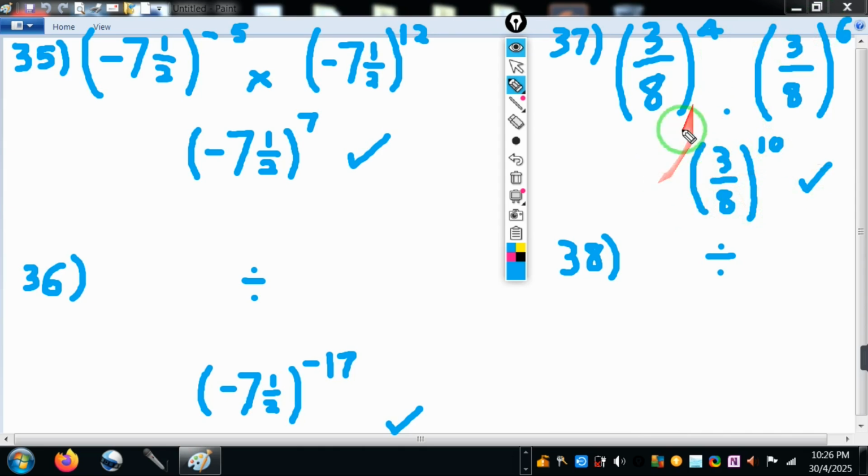Of course, you put the equal and all that. Okay, I leave that to you, the nitty-gritties. When you divide, put here divide, the powers will be subtracted. 4 minus 6 is minus 2. So your answer will turn out to be 3 to the power of 8 minus 2.